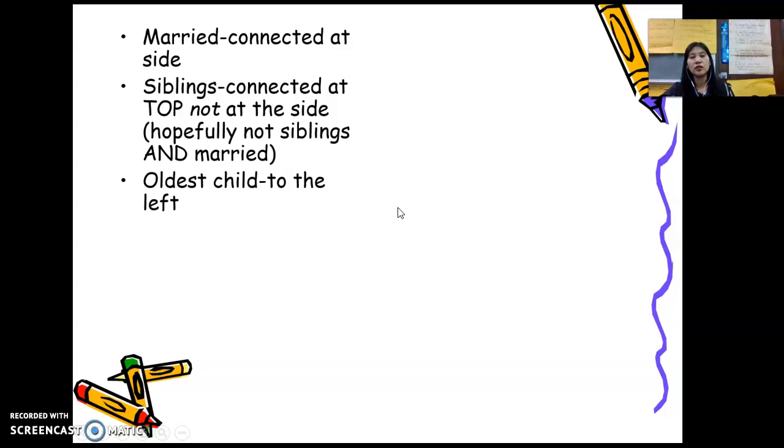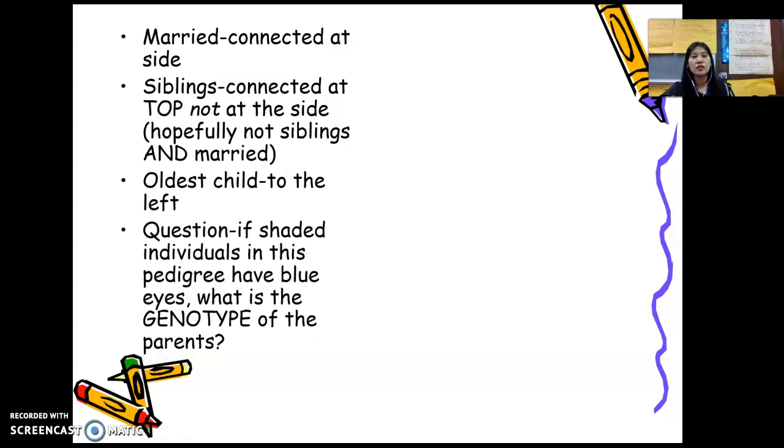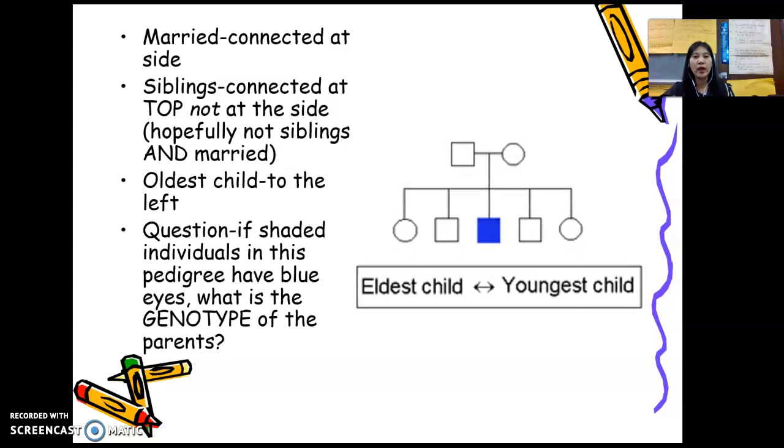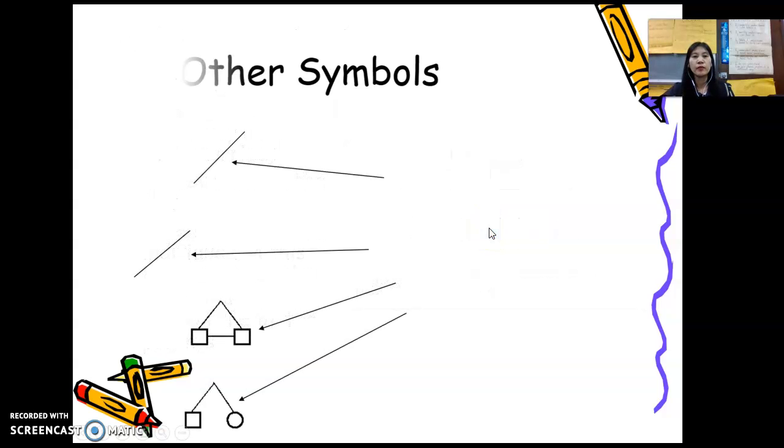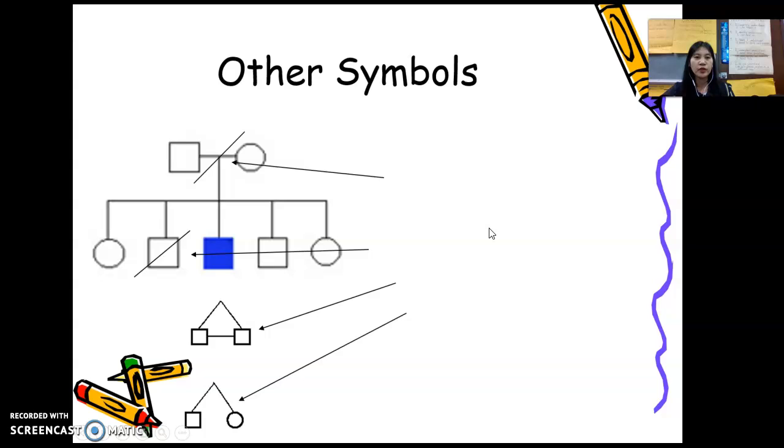Okay, all this child to the left. And if shaded individuals in this pedigree have blue eyes, what is the genotype of the parents? So, if this has blue eyes, what's the genotype then of the parents? You see this child from the left side, so the middle child. So the middle here. Let's look at the symbols first.